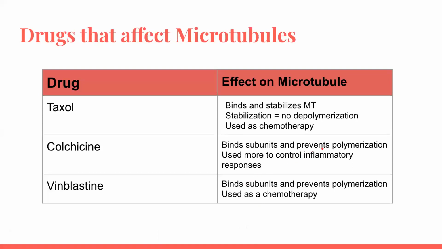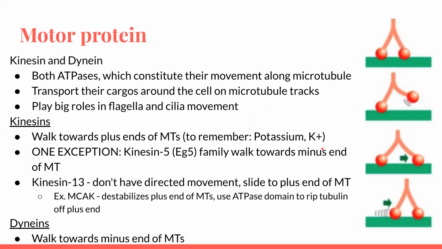Okay. Cool. So motor proteins, we talked about this in class today a little more. Motor proteins are fun because they look funky and they look like they're walking. And I don't know if you guys have seen, but there's a lot of funny videos out there of just motor proteins. So the 2 main ones you want to know are kinesin and dynein. They're both ATPases, which power their movement along the microtubule. Their main job is to transport cargo around the cell on the microtubule tracks.